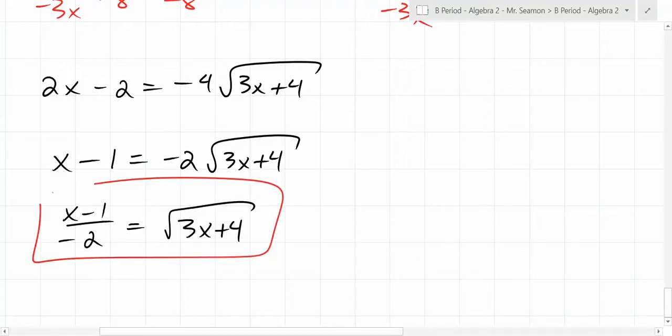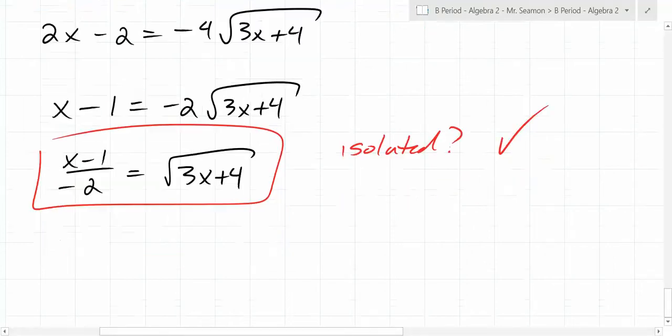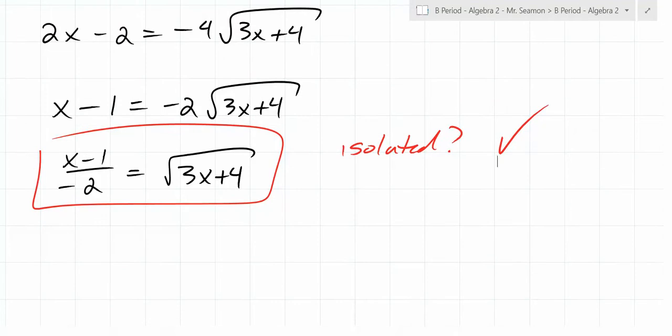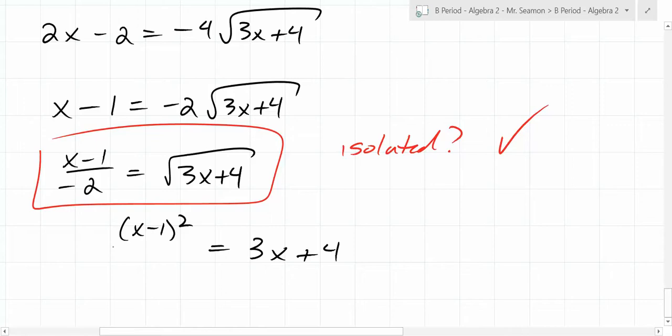What do you think? Is this isolated? Yup. So at this point, what do we do? What's that one word? Square. Both sides. Square both sides. So if we square the right, what happens? What does the right-hand side become? Just 3x plus 4. The left-hand side becomes x minus 1 squared over what? What is minus 2 squared? I'm just doing a little bit out here.